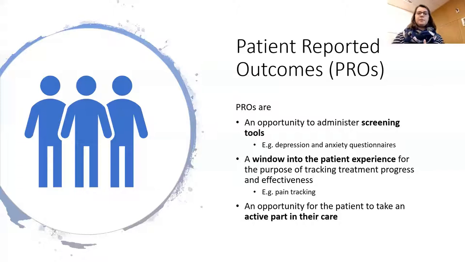All right. So, patient reported outcomes, or PROs, of course, are often collected using surveys, which is something that CERC does quite a bit. Patient generated data can also come from other sources, though, for example, trackers, like wearable devices and that kind of stuff. Depression and pain tracking questionnaires are examples of screening tools that are currently used by CERC for things like waiting room administration of screening tools for depression and anxiety.